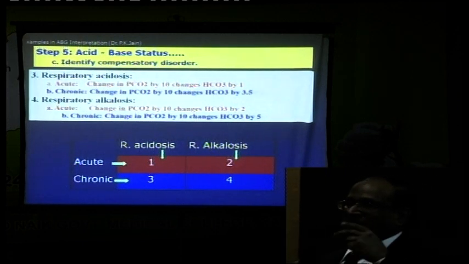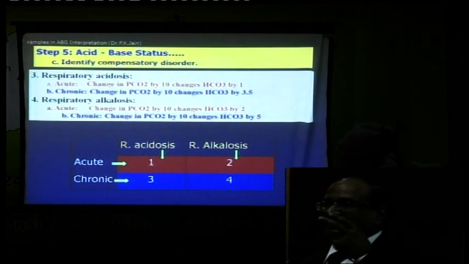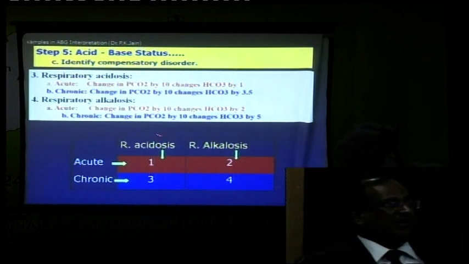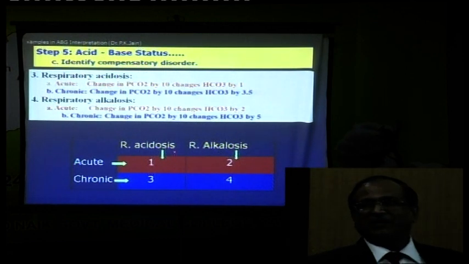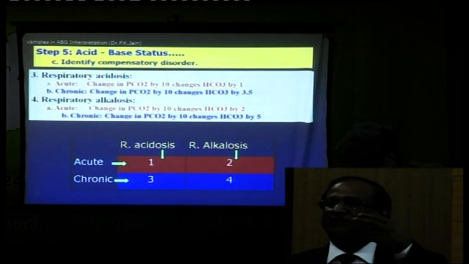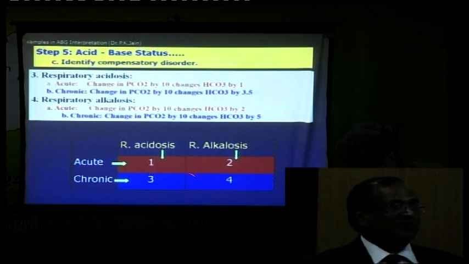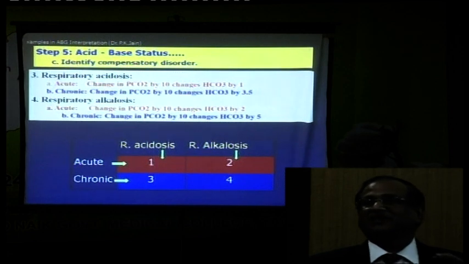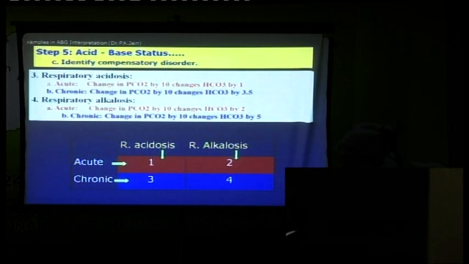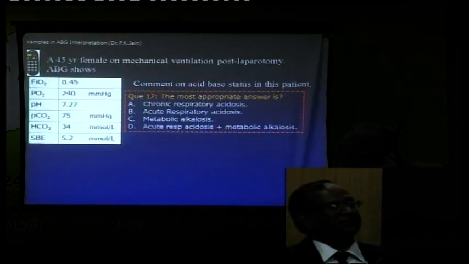In respiratory acidosis, suppose the patient comes to you with a PCO2 of 60. From 40 it has become 60, it is increased by 20. Each 10 is 1 unit, so 20 becomes 2 units. If it's acute, it will be 1 plus 1, 2 times, so 2 bicarbonate will become 24 plus 2, 26. If it's chronic, it will become 3 plus 3, 6, it will become 30. That's how you decide on compensation for respiratory disorders.